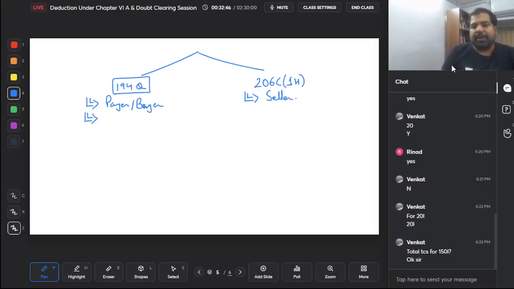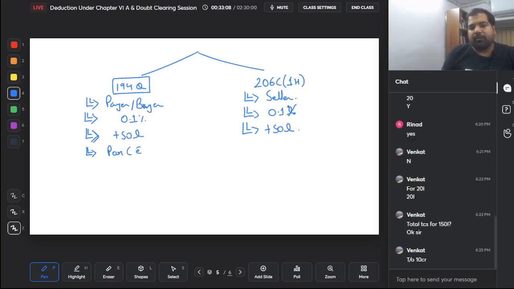Next, what is the TDS rate? 0.1%. What is the rate here also? 0.1%. This is also above 50 lakhs and this is also above 50 lakhs, on the excess. Yes, on the excess. Next here, this is on payment or credit, whichever is earlier. This is only on receipt basis. Guys, here also, so I'll just say similarity. This is similar.